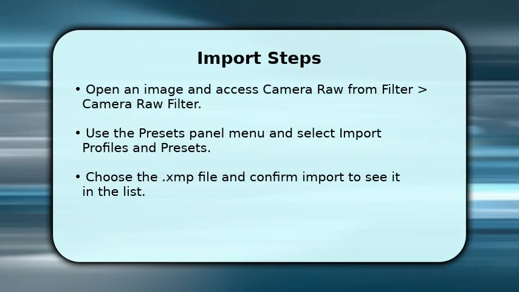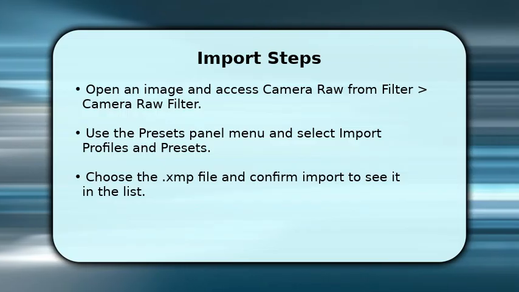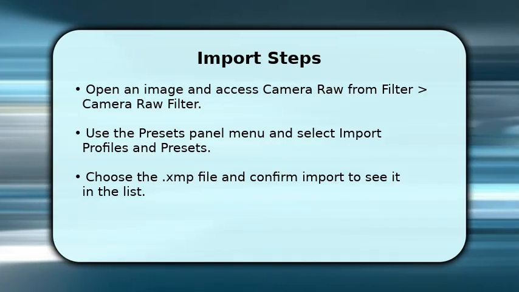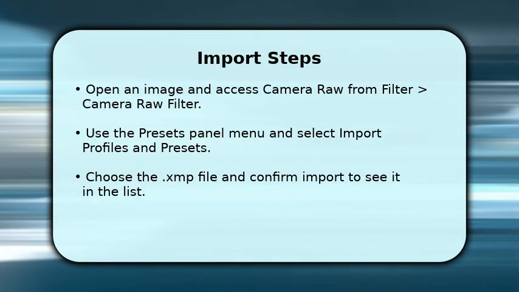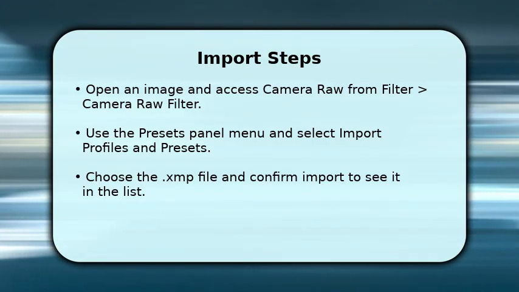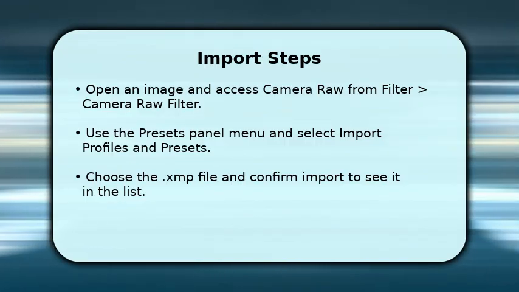Start with a single photo and choose Filter, Camera Raw Filter to enter the editor. Open the Presets panel and hit the menu icon, then pick Import Profiles and Presets and navigate to your XMP file. Once imported, click the preset to preview changes, then fine-tune sliders like exposure, highlights, and saturation for the desired look. Save or sync settings across images when you're happy with the result.